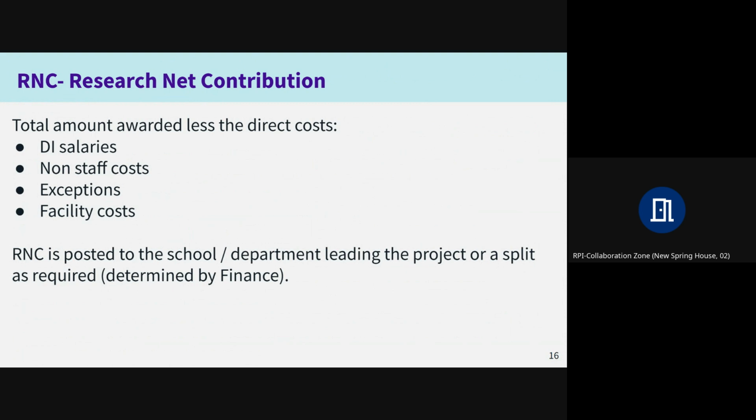This is what I was saying about being able to spend your direct costs. You've spent your direct costs. You've had your amount from your funder. What's left is the R&C, and that's the contribution that goes back to the school or the department, or departments if there's multiple involved in a project, and that's done by finance once it's been awarded.